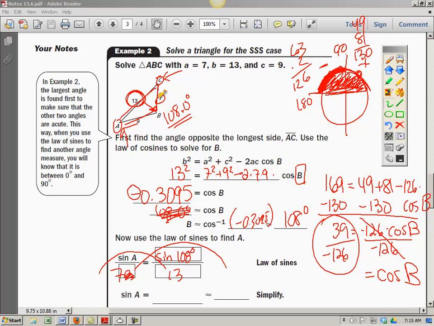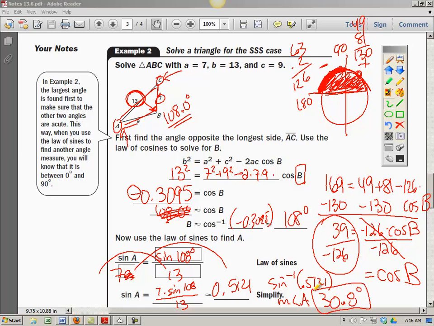And so when I cross multiply and end up dividing, we end up getting 7 times the sine of 108 over 13. And so when I do that, I get something about like 0.5121. And then I would simply take the inverse sine of 0.5121, and that tells me that the measure of angle A ends up being approximately 30.8 degrees. So now I know that angle is 30.8 degrees. I know this angle is 108 degrees. I can use that to find the third angle in that triangle by doing 180 minus the 30.8 minus the 108.